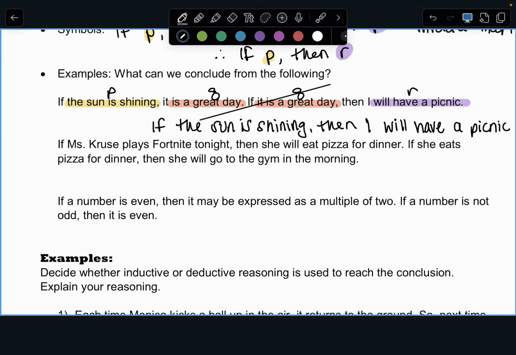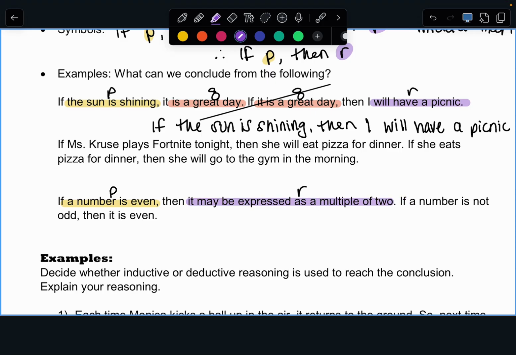I'm going to skip this middle one for now. Let's go down to the bottom one. Don't worry, we'll go back up to the middle one. Let's go to the bottom one. If a number is even, let's call that P. A number is even. Then it may be expressed as a multiple of 2. Let's call that R. Sure. We skipped Q, but we can call it R. Why not? We can stick with the same color scheme. They're just letters.